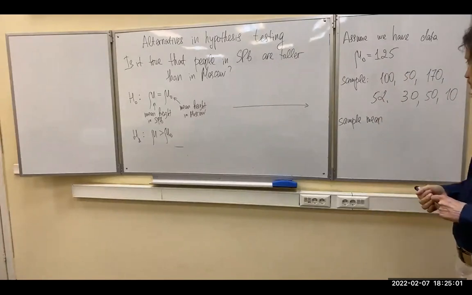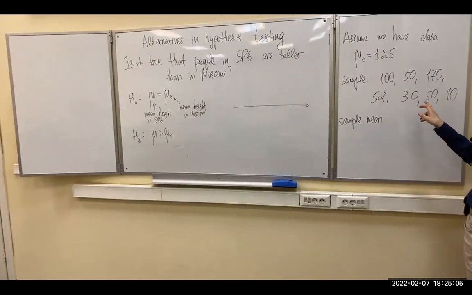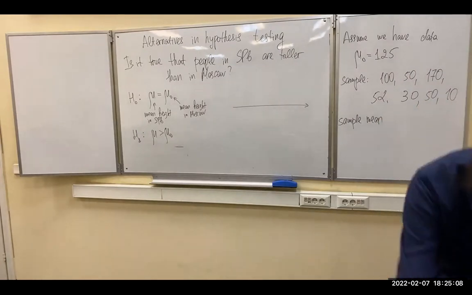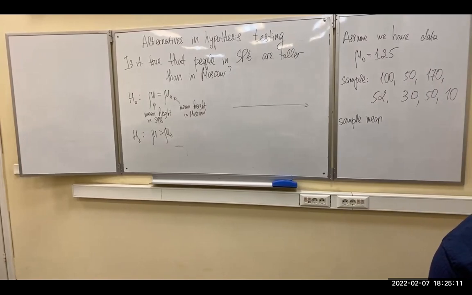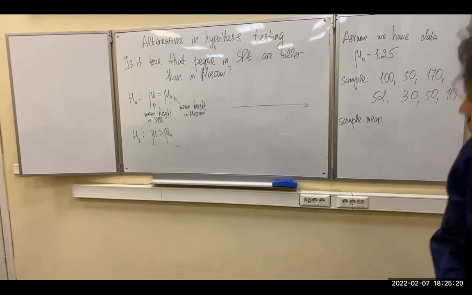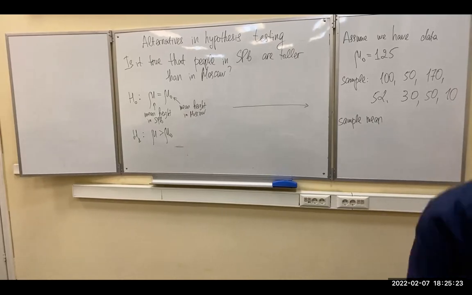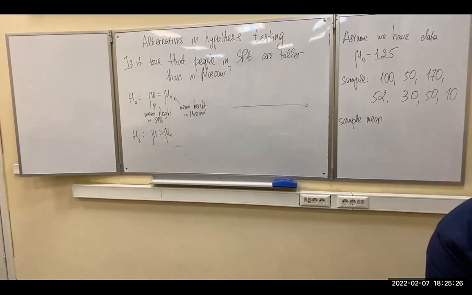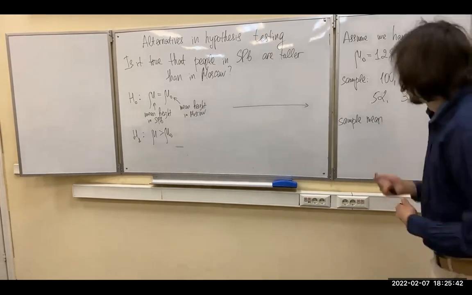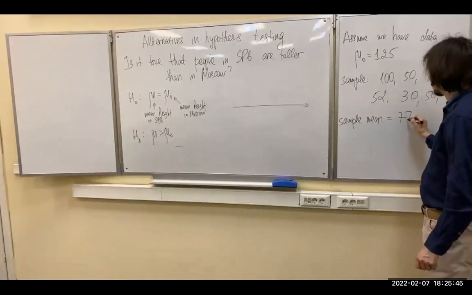Anybody can find the mean of these numbers? Okay, I can probably use some calculator here. So it is 150, 170 probably is a gamble, plus 52. Seventy-seven. Okay, thank you. So the sample mean is 77.